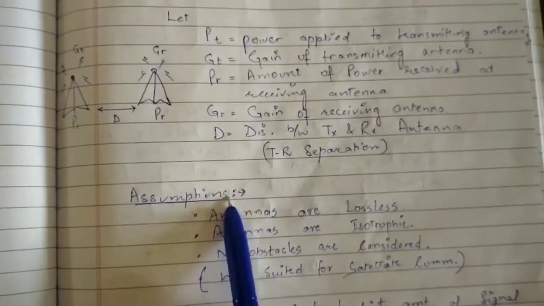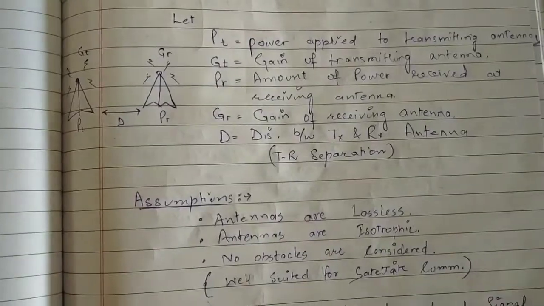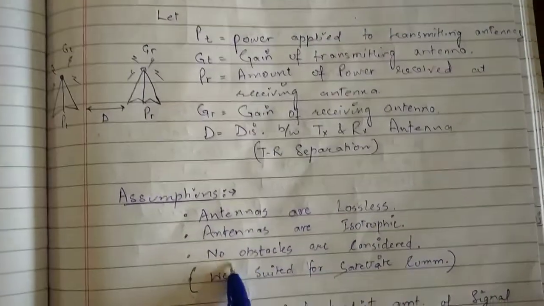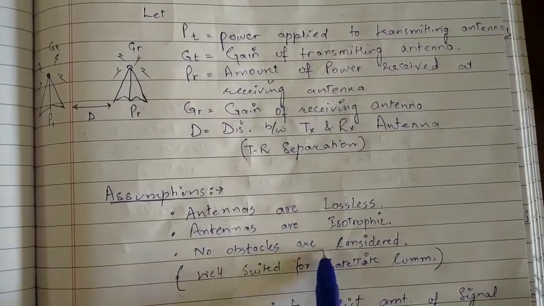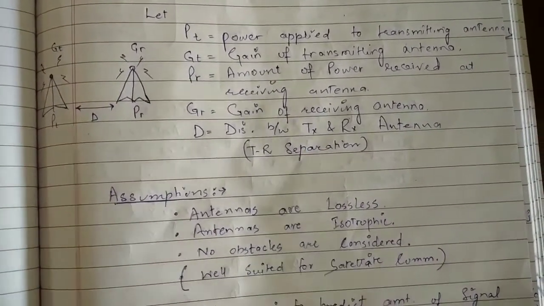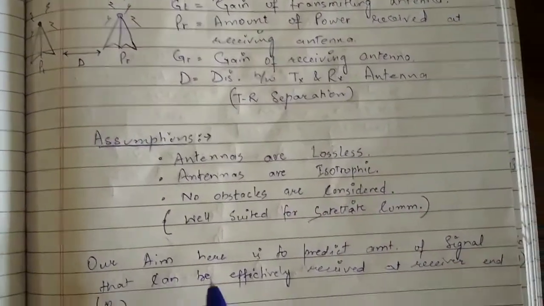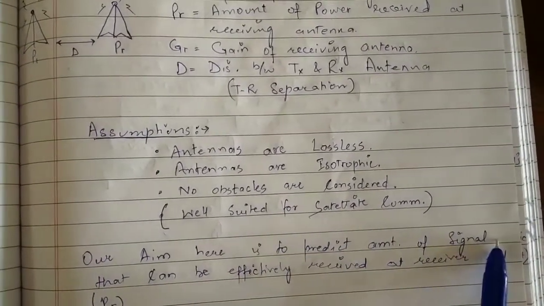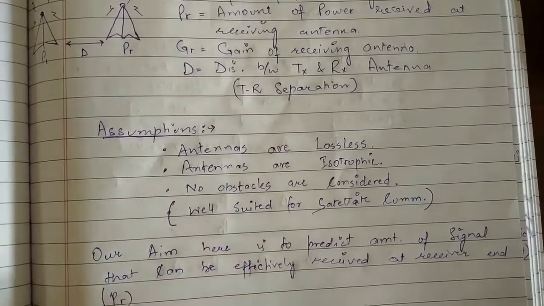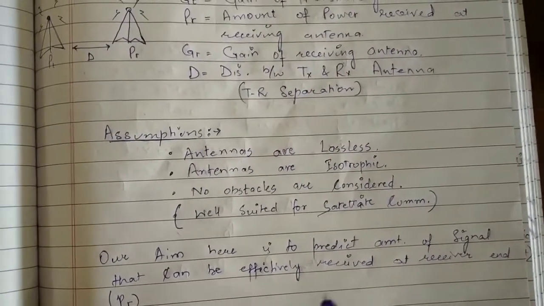The following assumptions are made. We assume that the antennas are lossless, the antennas are isotropic, and that no obstacles are considered between transmitter and receiver. It is usually suited for satellite and microwave communication. Here our aim is to predict the amount of signal that can be effectively received at the receiver end, that is, the power PR. We have to predict the power PR.